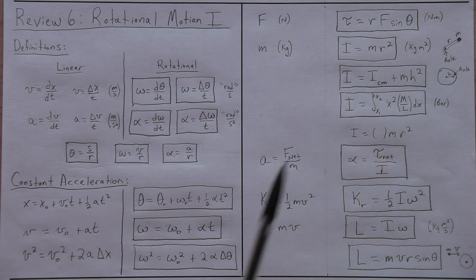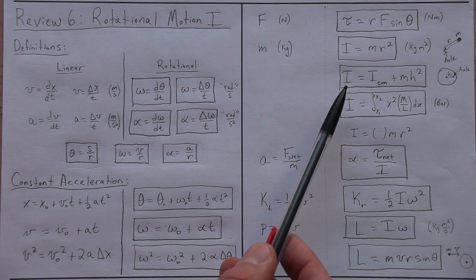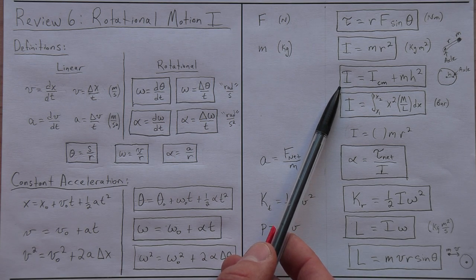The units are kilogram meters squared. So this is a formula you have to know for the AP. Another formula is the parallel axis theorem.